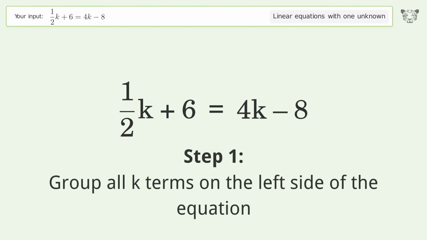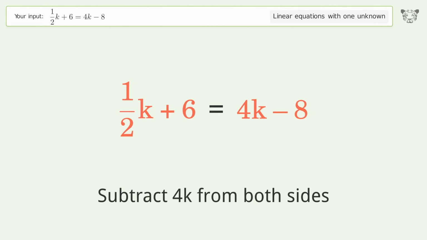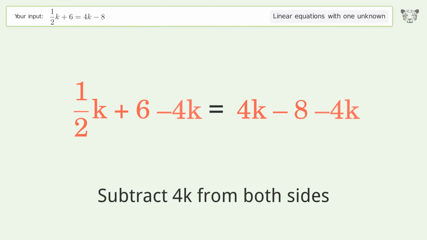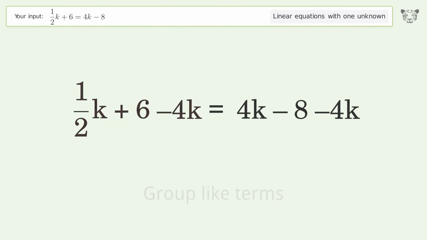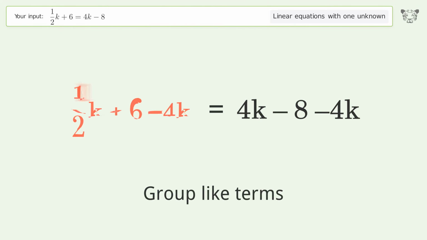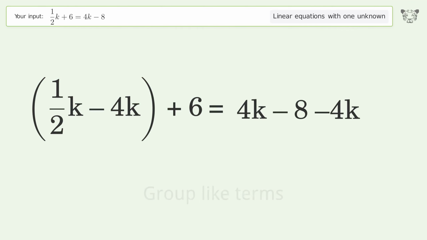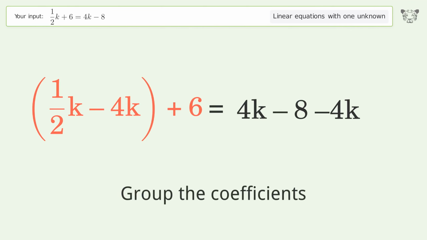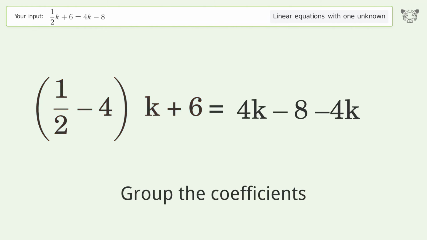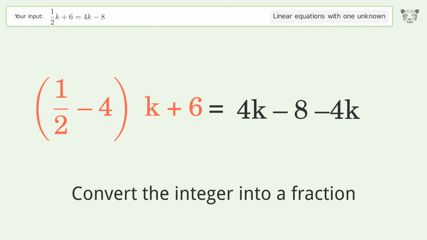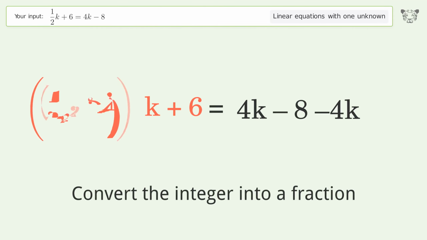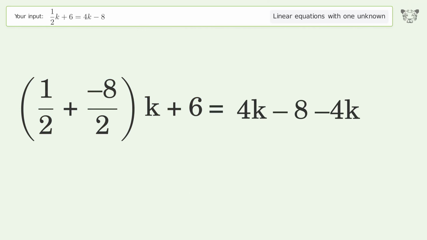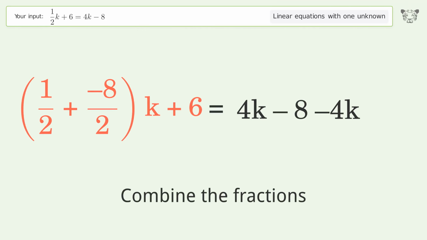Group all k terms on the left side of the equation. Subtract 4k from both sides. Group like terms. Group the coefficients. Convert the integer into a fraction. Combine the fractions.